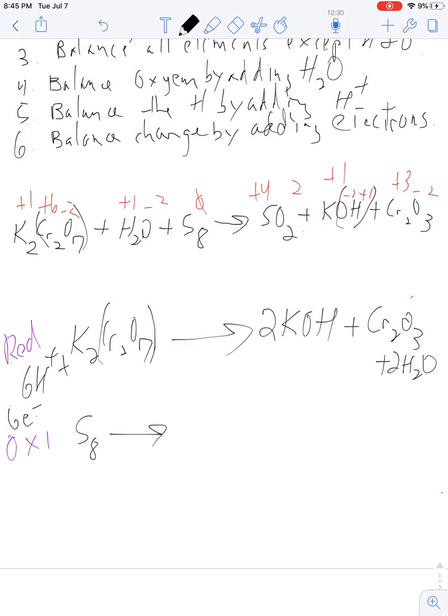Alright, so now we're going to do the exact same thing with my oxidation. Balance everything except oxygen and hydrogen. So to balance my sulfurs, I'm going to add 8 SO2s. Okay? And then I need to balance my oxygens by adding water. So I've got 16 oxygens on the product side, so I'm going to need 16 oxygens on this side. Okay?